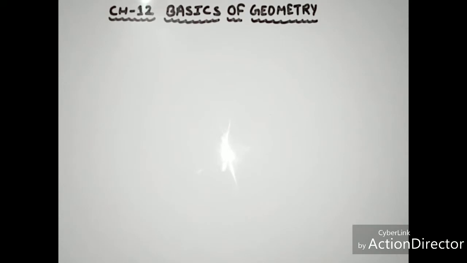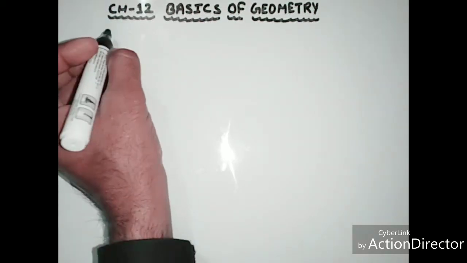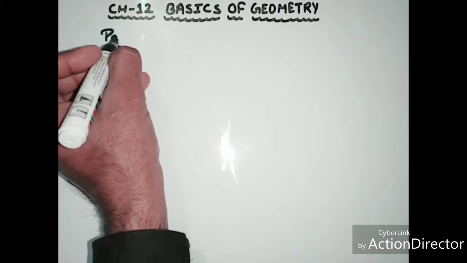Now students, here we will solve some examples related to chapter number 12, Basics of Geometry. Now here we will discuss point, line, line segment. First we will discuss point.